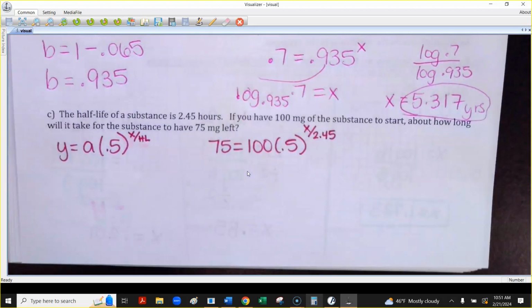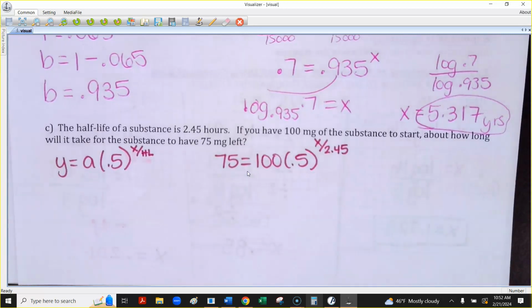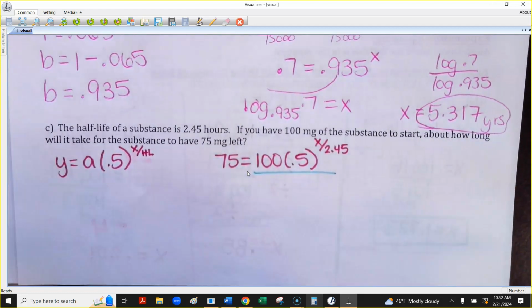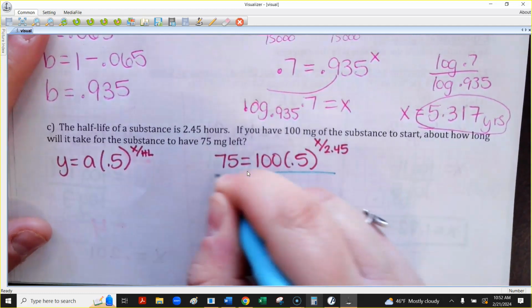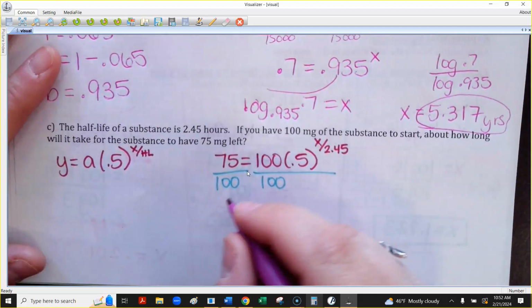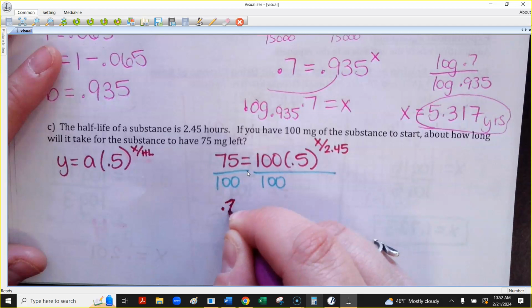Okay, again, do not multiply that 100 and 0.5 together. Like, I don't know why people just can't control themselves. They just have to do it. Don't do it. Divide by 100. Now, this is a nice decimal, right? It's like 3/4, so 0.75. I'm not rounding anything.